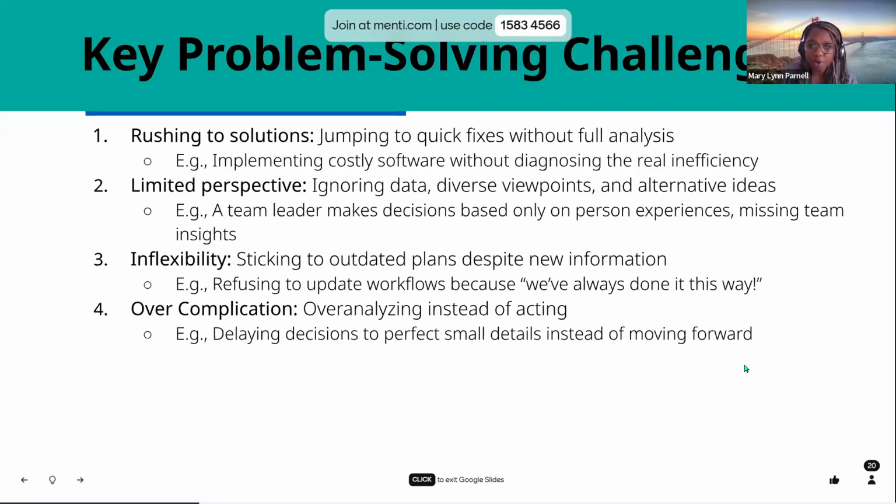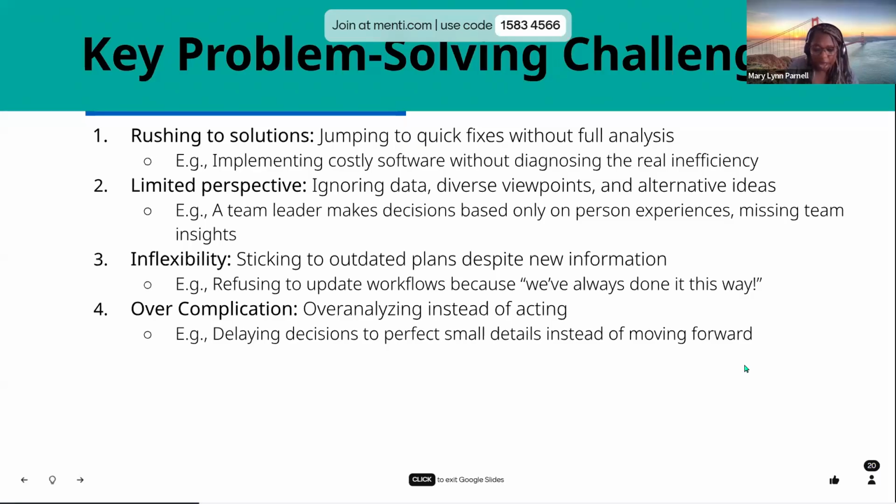So refusing to update workflows because we've always done it this way. So this just sounds like me written on the screen. But sometimes we really need to allow ourselves to change our perspective. And then also overcomplication. Sometimes we overanalyze instead of acting. So delaying our decisions to perfect small details instead of moving forward. And these key problem solving challenges we are going to cover.